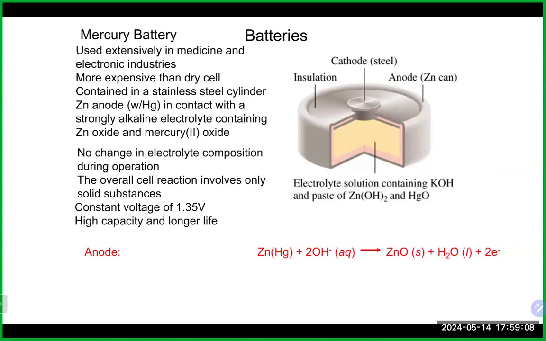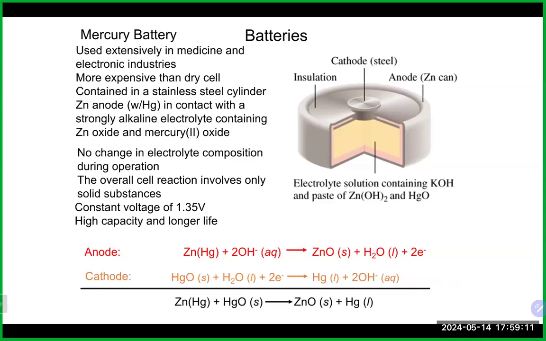Another type of battery is a mercury battery. A mercury battery is used a lot in medicine and electronic devices. It's more expensive than the previous type of battery. It also has zinc as your anode, in contact with a really strongly alkaline electrolyte like potassium hydroxide. Alkaline means basic, so a really strong base is here, again being used like a salt bridge in that sense. And we have no change really in the electrolyte composition over time.